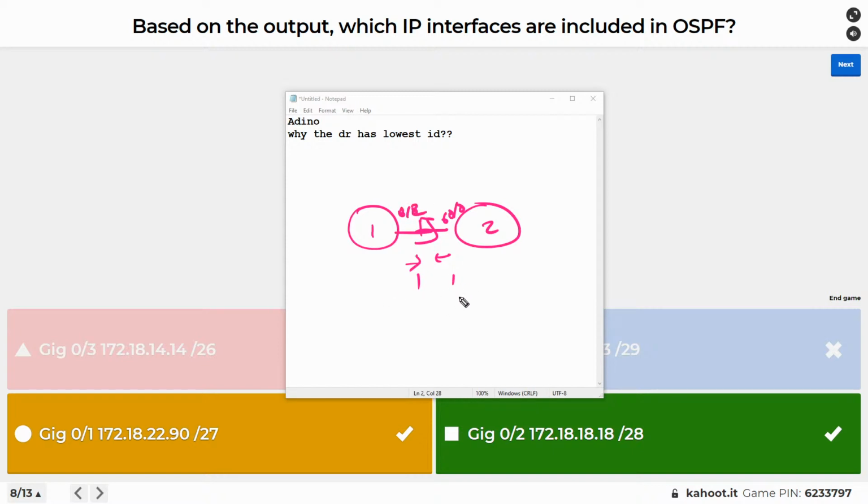If they have the same priority when they boot up, then they have to duke it out and say who's going to win and who's going to become the DR. And by default, the device that has the highest router ID is going to win and become the DR. However, let's imagine this is 2.2.2.2 as its router ID, and this guy's 1.1.1.1, just to make it easy. So how is it possible that this guy could win the DR election when this guy has a higher router ID? The answer is that guy got powered on later.